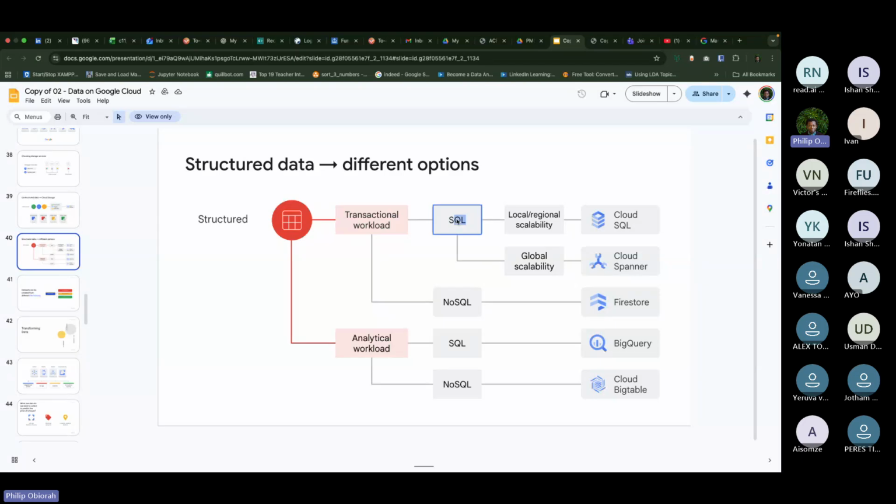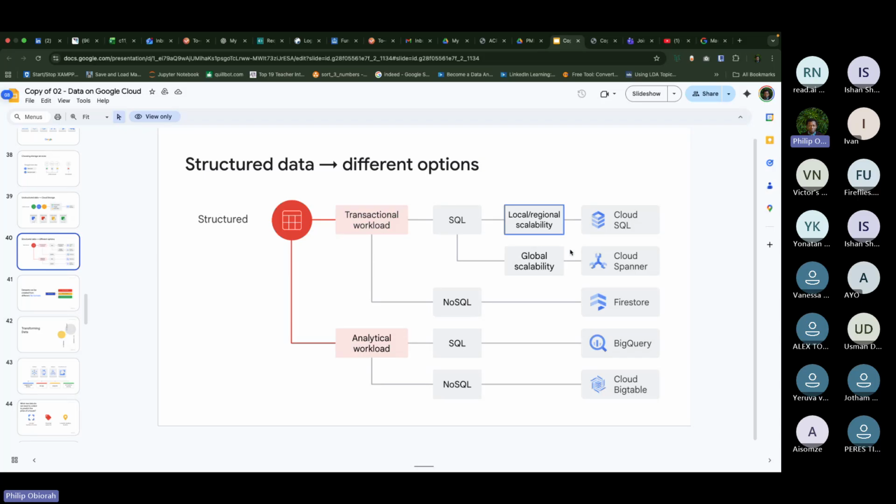So we might have to put it on SQL and make it globally scalable. If we have a big banking system and we're all over the globe, not just in one country, then we're going to be storing that data in Cloud Spanner. If we are just in one region, or just one company in one state, we could just have our data in Cloud SQL. Very simple.